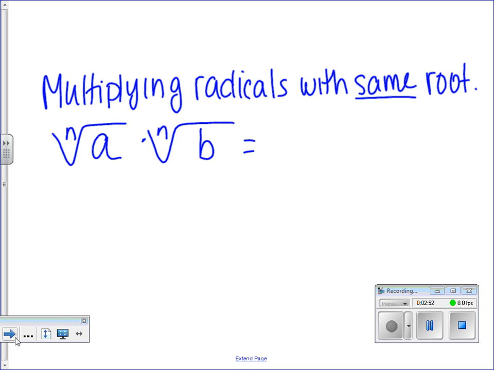Okay, so let's go on to talk about just in general. When we multiply radicals, what we want to do is, as long as they have the same root, notice it says here, same root. As long as they have the same root, we're just going to multiply the radicands together. So all of this can be written as the nth root of a times b. That's just our general rule.